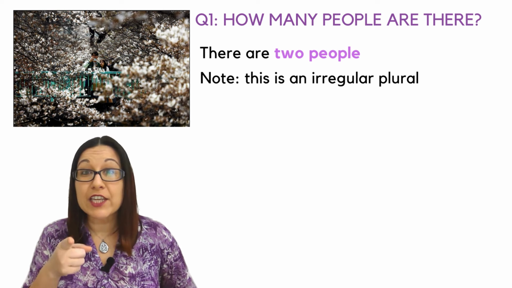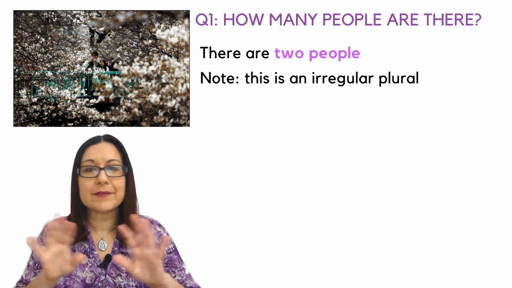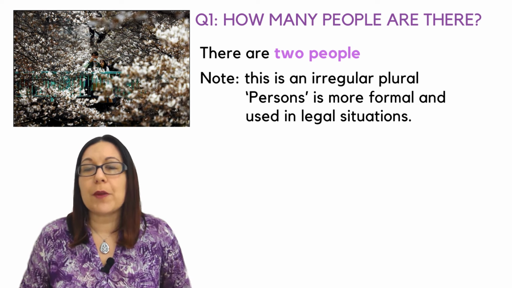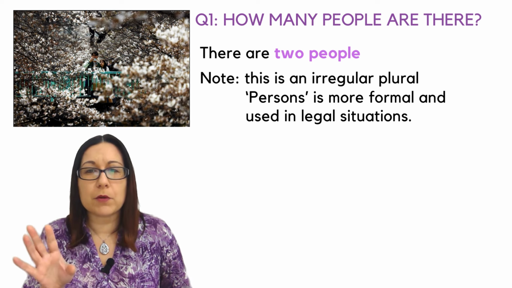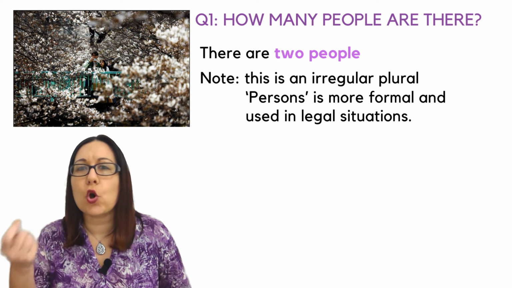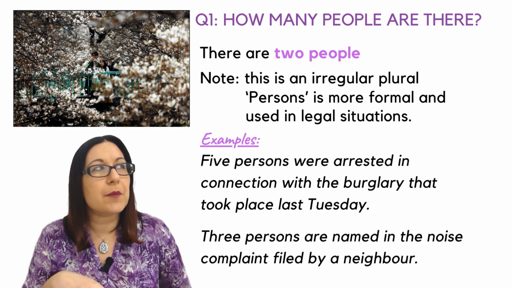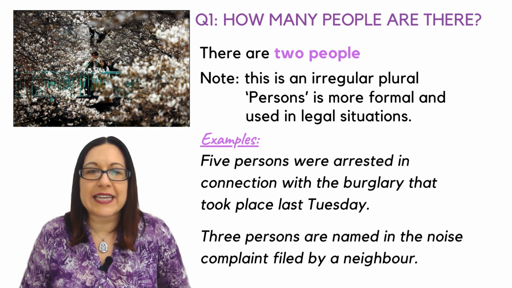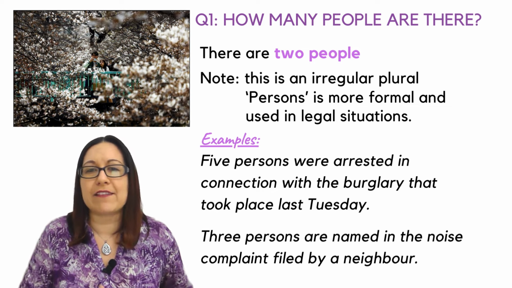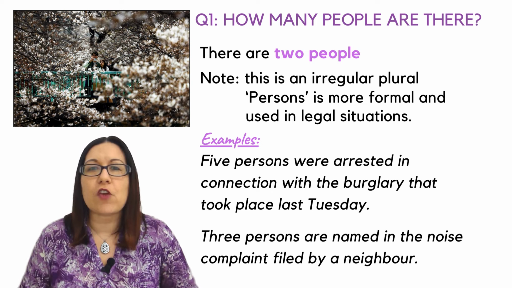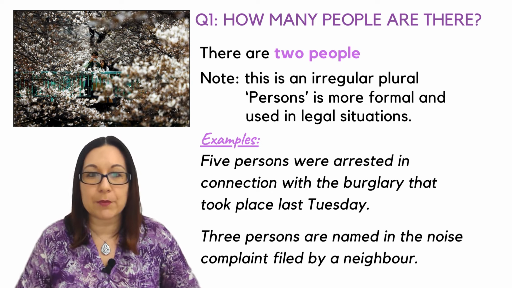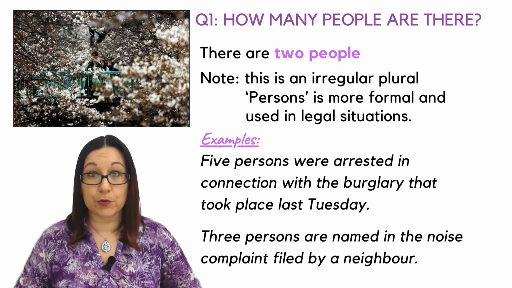First of all, this is an irregular plural. Don't tell me there are peoples. Some people do use the term persons, but this is much more formal and it has that connotation of the law, something legal. For example, five persons were arrested in connection with the burglary that took place last Tuesday. Or three persons are named in the noise complaint filed by a neighbor. So, people is the preferred option here. But we can be more specific because these are definitely not children. They are two adults.